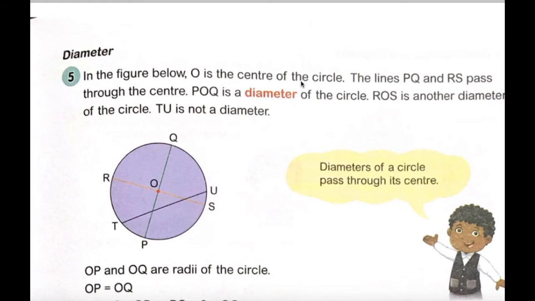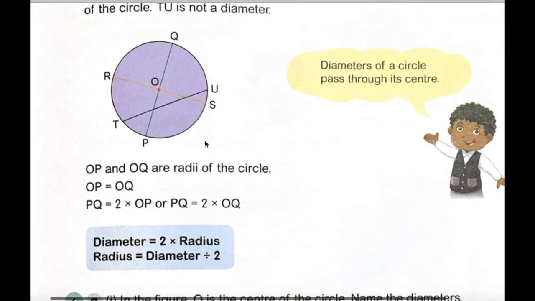In the figure below, O is the center of the circle, and we're going to learn about diameter. The line PQ that passes through the center, we call it diameter. So, the diameter of a circle passes through its center. Kalau dalam bahasa Indonesia, diameter itu adalah garis yang menghubungkan dua titik melewati titik pusat. Okay. And OP and OQ are the radii. So, OP will be the same as OQ.